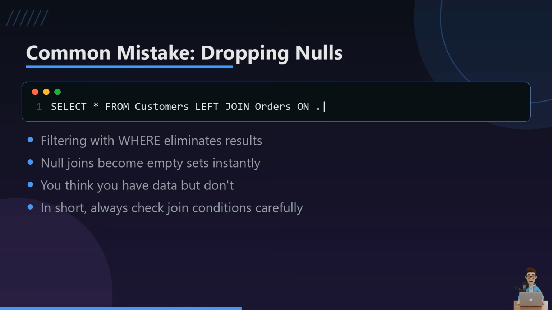This is the biggest mistake people make. You join two tables to see all customers, then immediately filter for valid orders. That turns your generous full or left join back into a standard intersection. In short, never put conditions on the join side if you want to keep non-matches.